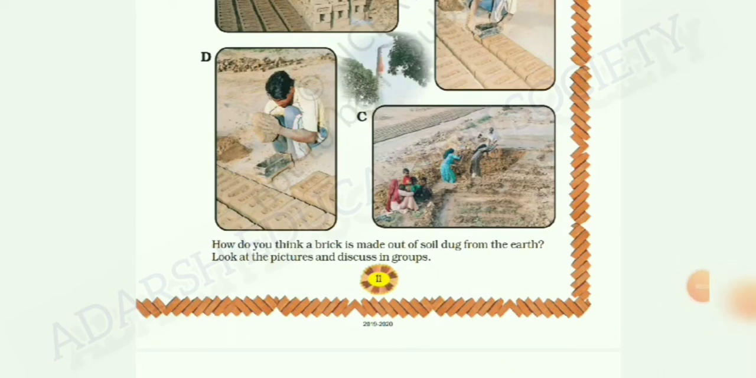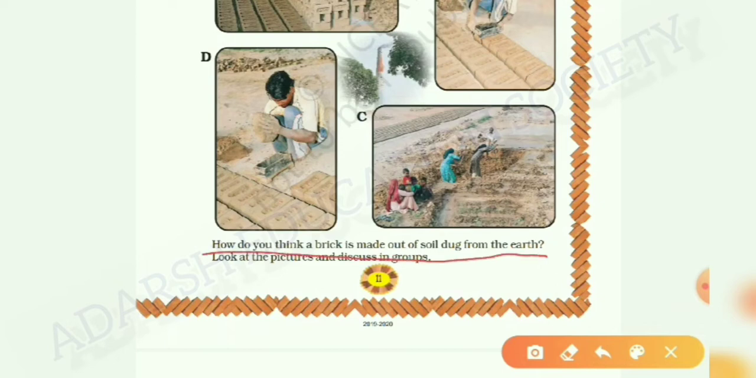Now here one note is given. Let's read. How do you think a brick is made out of soil dug from the earth? Look at the pictures and discuss in a group. You have to look at these pictures and discuss with your friends in a group. Okay, children?